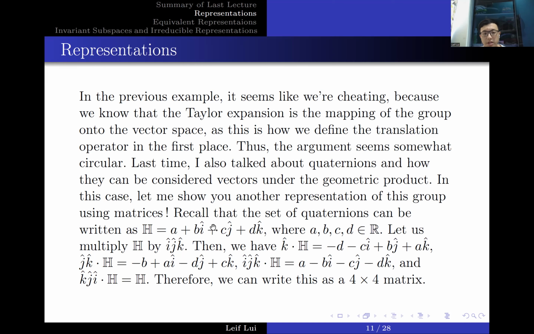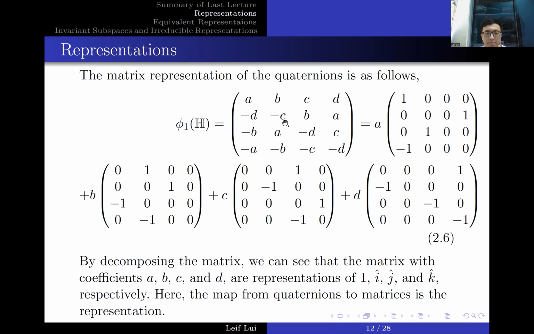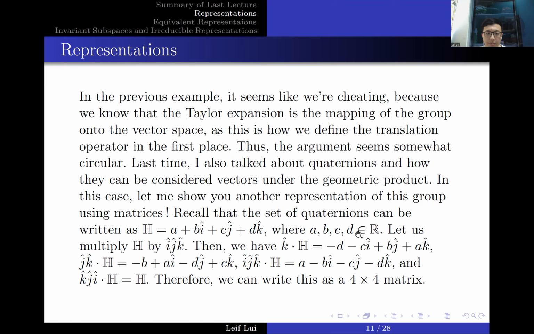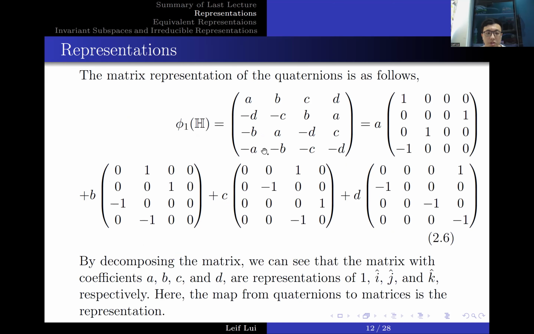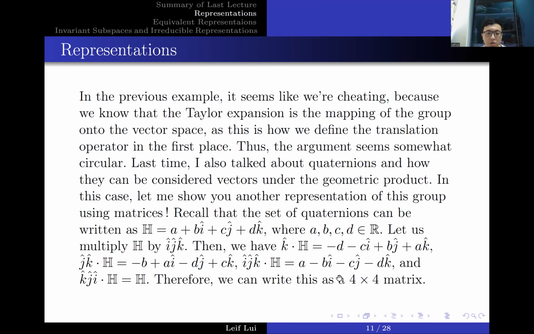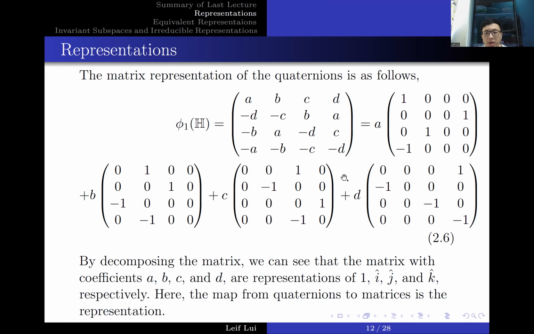So we can write this as a 4x4 matrix, right? Basically, a, b, c, d corresponds to this one, minus d, minus c, b, a corresponds to this one, and so on. This one corresponds to this one, and this one corresponds to this one. So we can separate these matrices by factoring out a, b, c, and d as follows. By decomposing the matrix in this fashion, we can see that this matrix corresponds to unity. This matrix corresponds to i, this matrix corresponds to j, and this matrix corresponds to k.